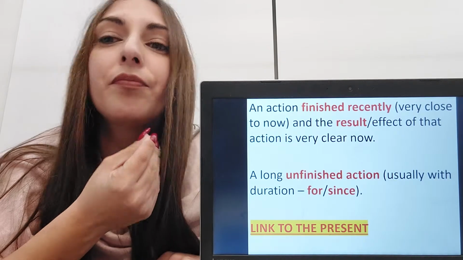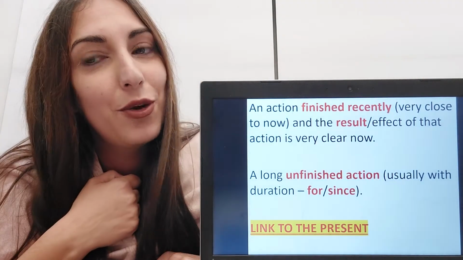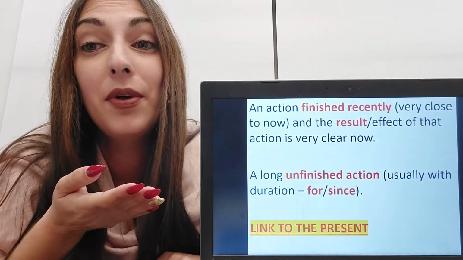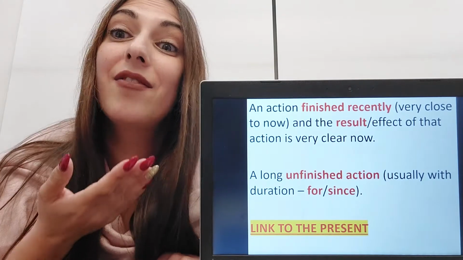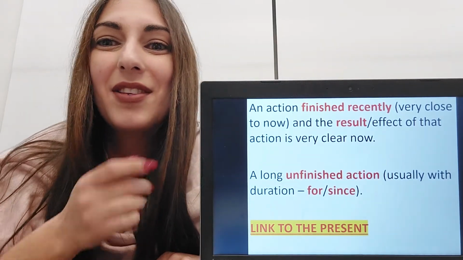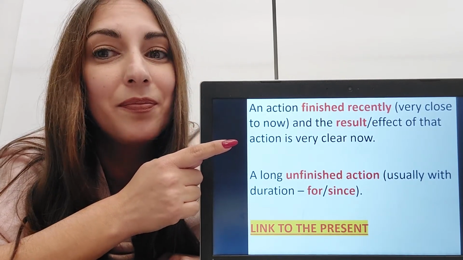For example, please excuse my messy house. I have been cooking. It means I have just now finished cooking and I didn't have time to clean up. So I'm sorry for the mess. I have been cooking or I have been baking. All right? So an action has recently finished and you see the result very clearly.